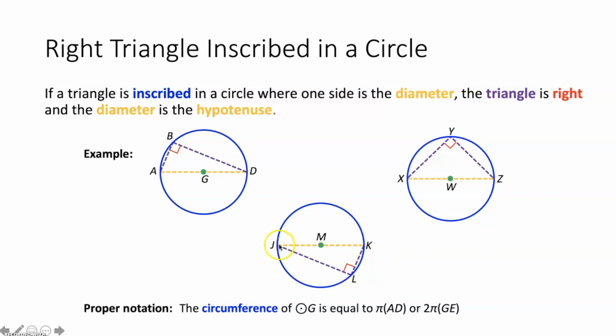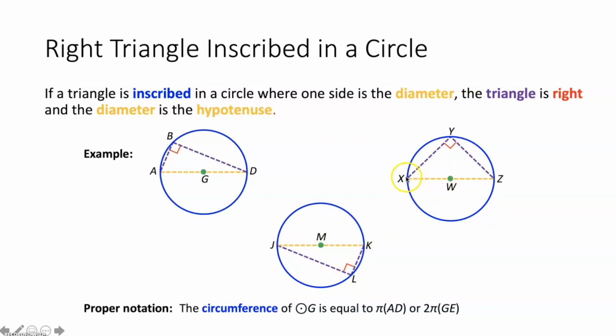Triangle KLJ is inscribed in circle M, and we know that because all of the vertices lie on circle M, and one of the sides of triangle KLJ is a diameter of circle M. Because of that, we know triangle KLJ must be a right triangle.